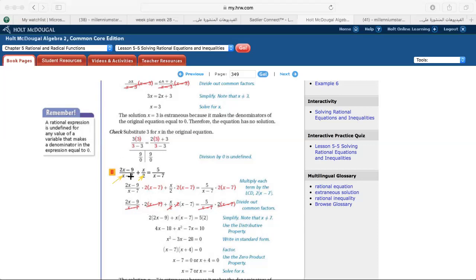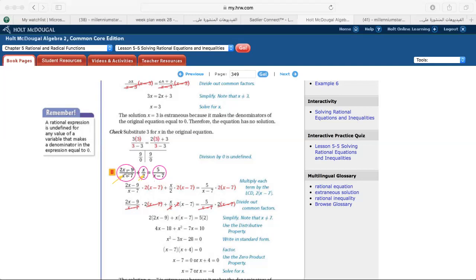So I will multiply the first term by x minus 7 multiplied by 2. And I will multiply the second term by x minus 7 multiplied by 2. And I will multiply the other side by x minus 7 multiplied by 2. Why, teacher, x minus 7 multiplied by 2?